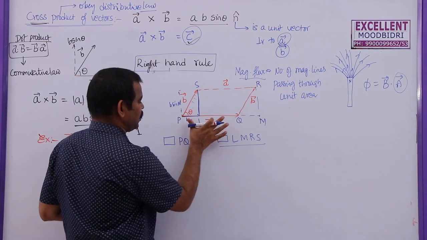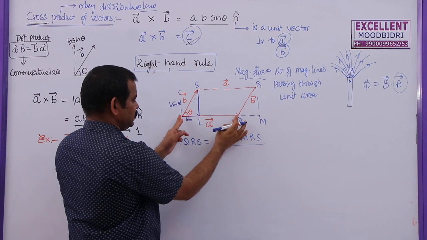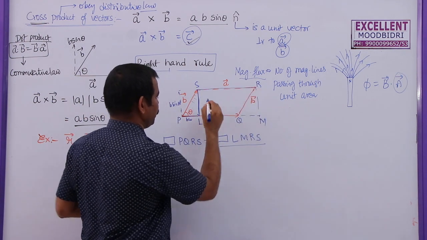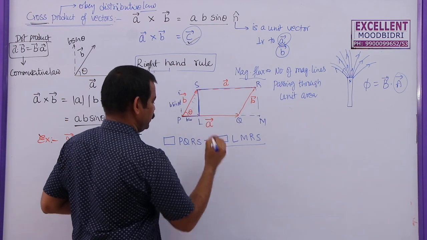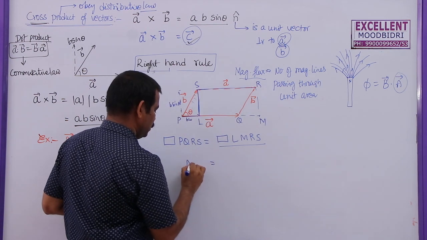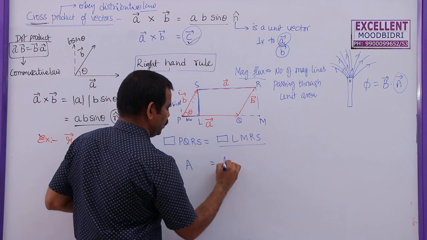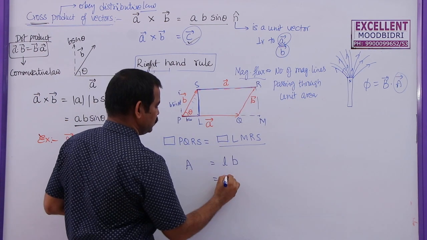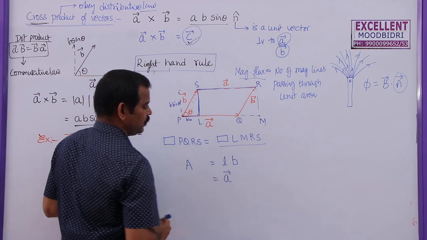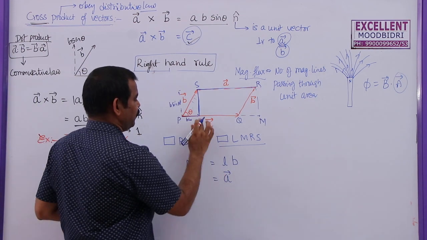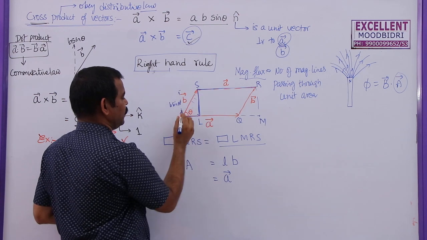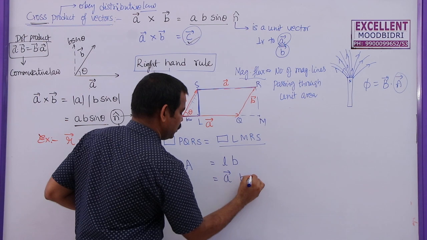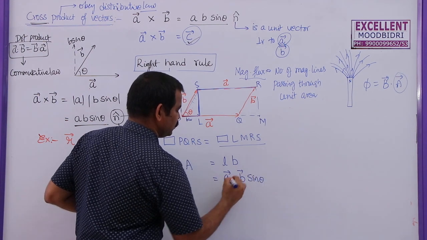So what is the length of this one? As it is, this is A, and from here to here also this is A. This is the length and this is the width. So area is equal to length into breadth. What is length here? This is RS, which is equal to A bar. Similarly, what is breadth here? Breadth is nothing but this vector. This is B bar and this is B sin theta. So I am writing B bar sin theta.